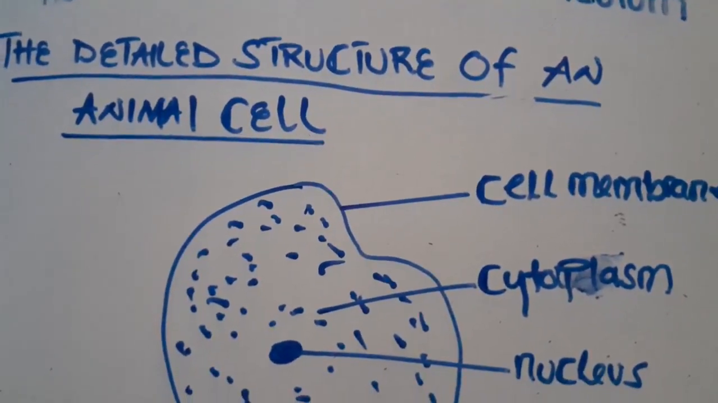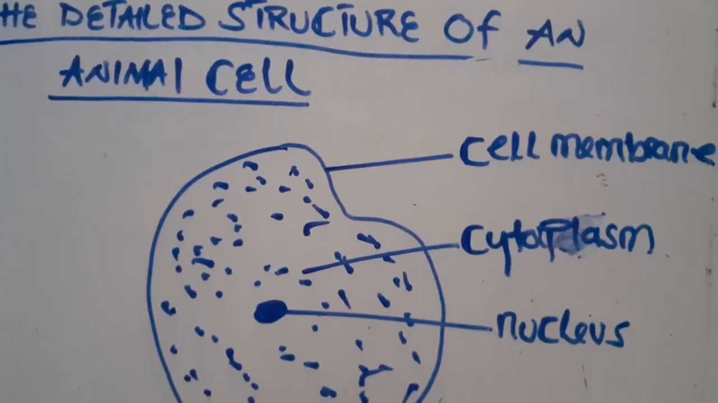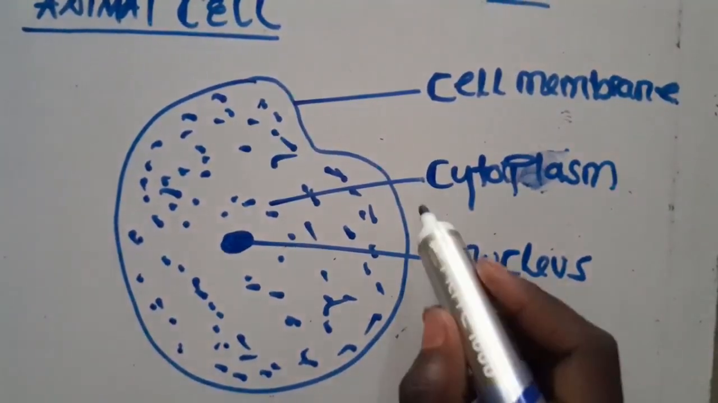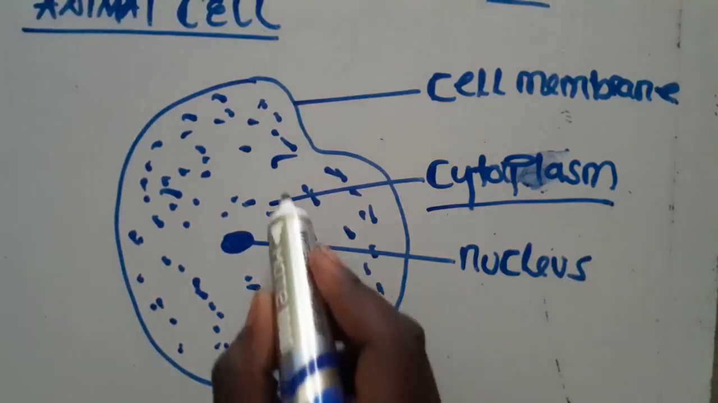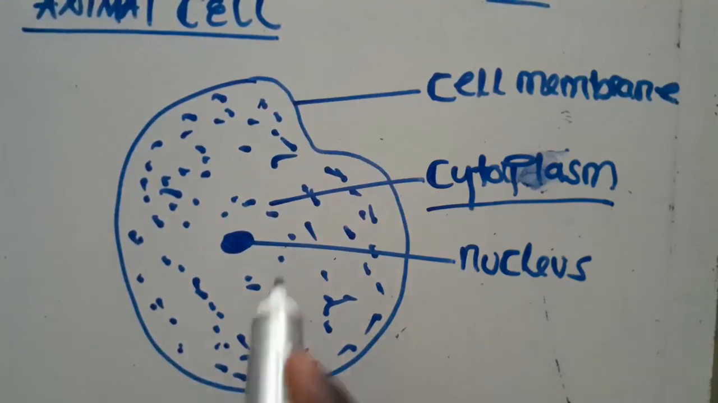So today we are going to discuss the detailed structure of an animal cell. This detailed structure comes as a result of an electronic microscope. When we use an electronic microscope, we are able to see other parts which are not viewed when we use a light microscope. Where are these parts hidden? Inside the part called the cytoplasm, which is the whole lot of this part, there are other parts which are not viewed when we use a light microscope, but we are able to see them with an electronic microscope.